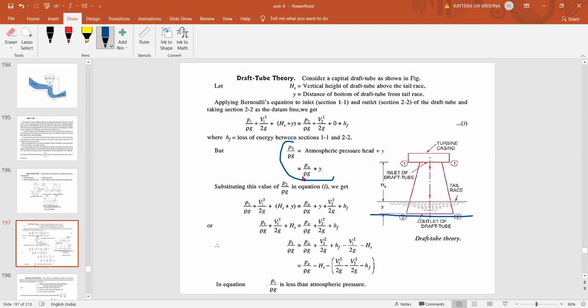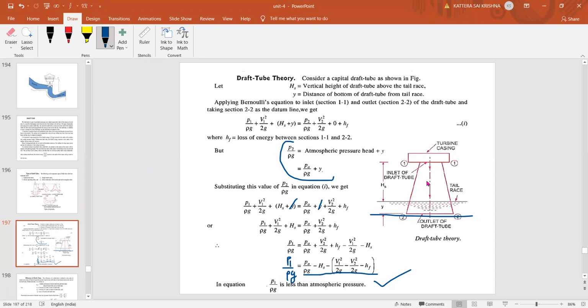So now we can substitute these values here. From this, Y and Y get cancelled. Here HS plus Y will be there for the Z1, so both will be cancelled. So finally you'll get P1 by rho g, nothing but the pressure head at the inlet. You can see it is always less than the atmospheric pressure, because it is nothing but atmospheric pressure head minus something. That means P1 by rho g is always less than the atmospheric pressure. There will always be less than atmospheric pressure inside the draft tube at the inlet. That is the meaning there, right?